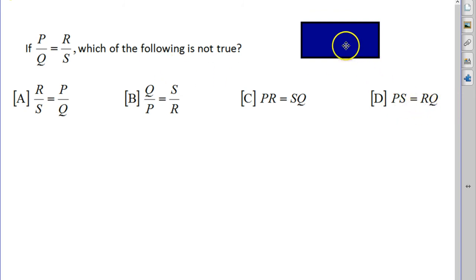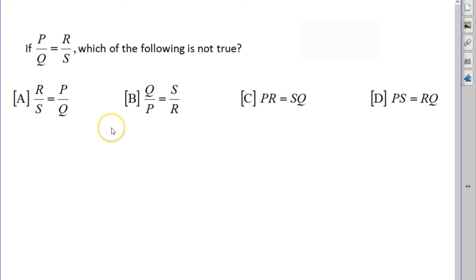So I'm going to click the blue box in a second, and it's going to pop up and ask you to answer A, B, C, or D to which one you think is not true. If you need to, pause it right now, give yourself a minute to work it out, and then click it, because once it pops up, it's hard to see the problem. So here we go.